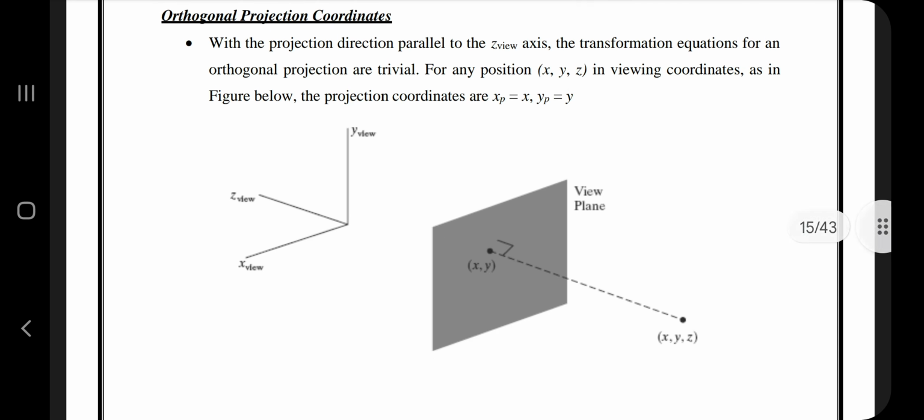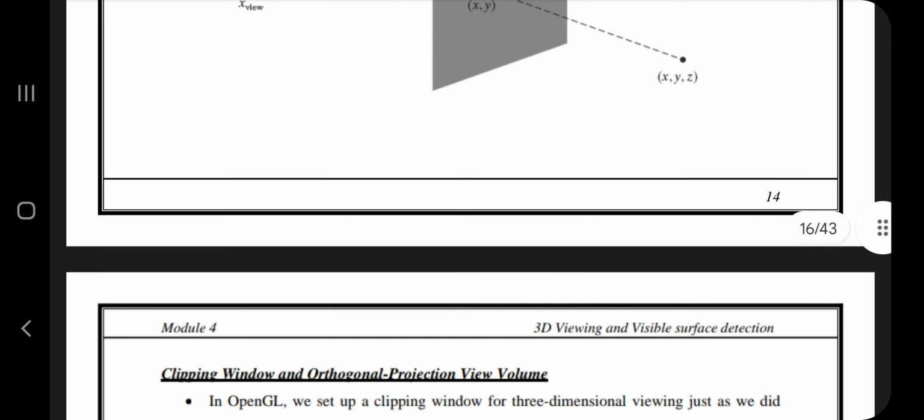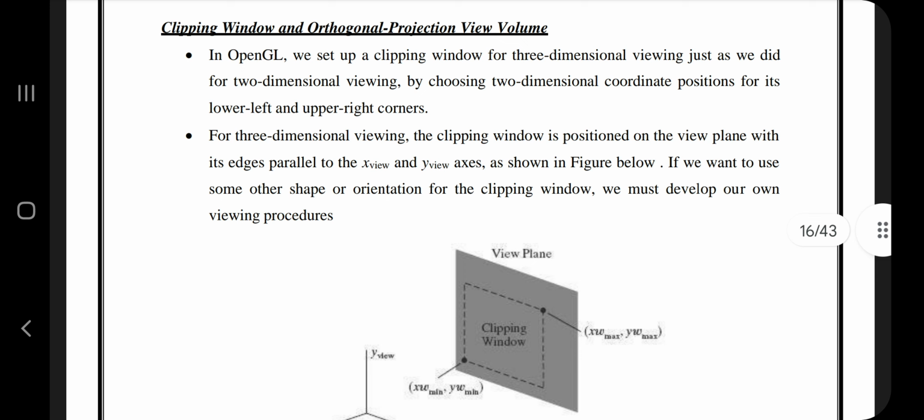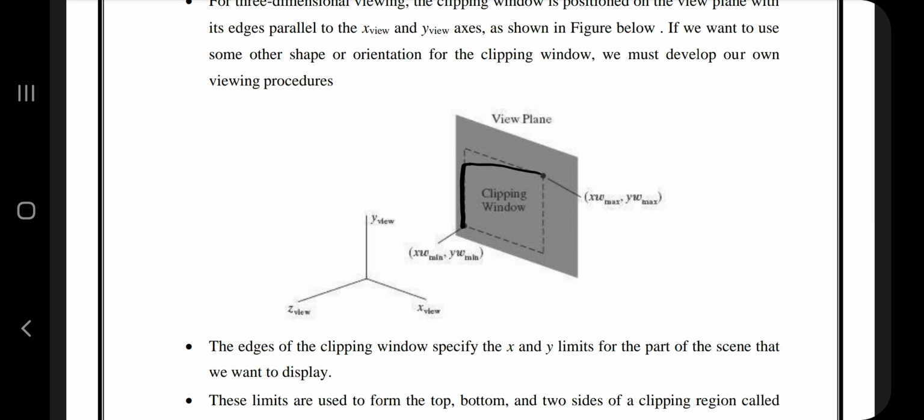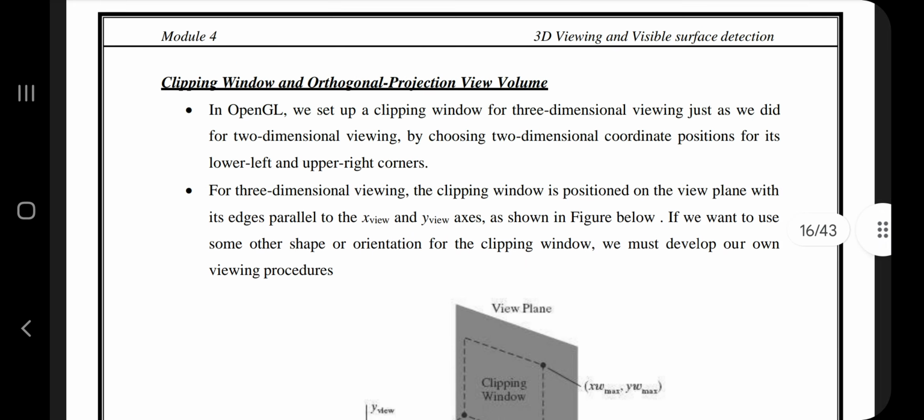In orthogonal projection, the coordinates will not change. The final coordinates will be the same as the initial coordinates because the size is preserved. That's the fourth point. The fifth point is that the clipping window and the orthogonal projection view volume will be as follows. You have to draw a clipping window. The opposite points will denote the view plane points, and that will be given in a 3D axis.